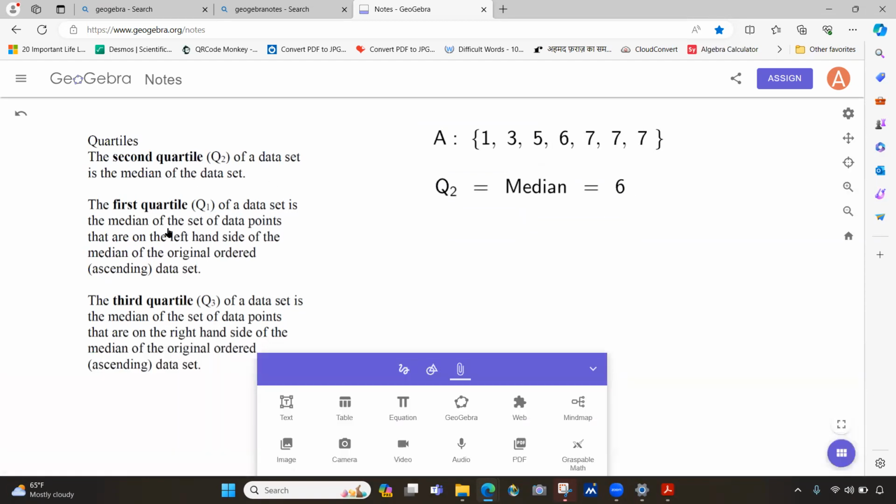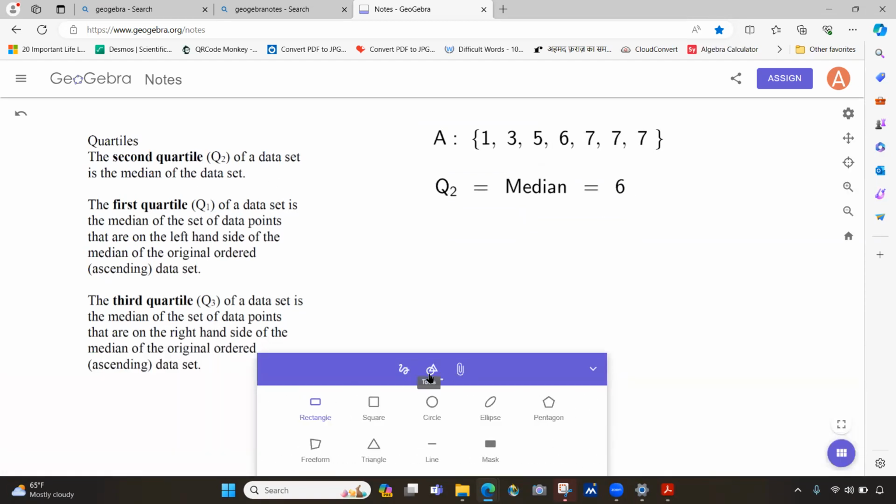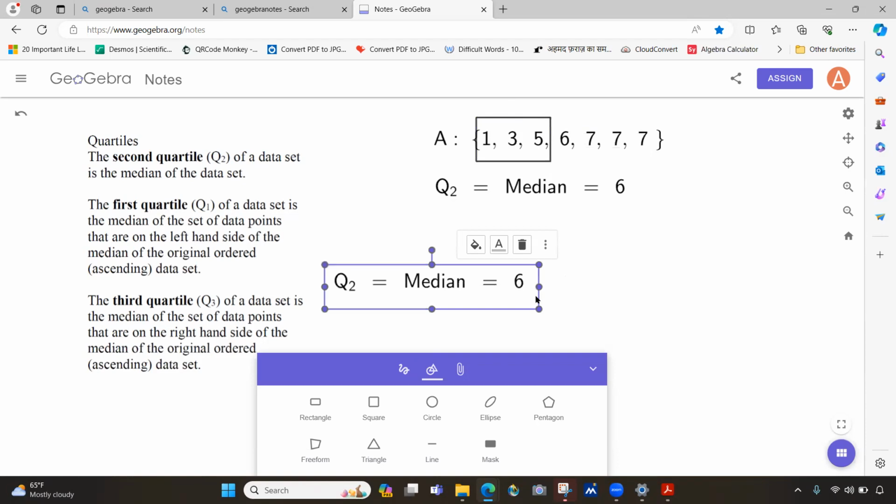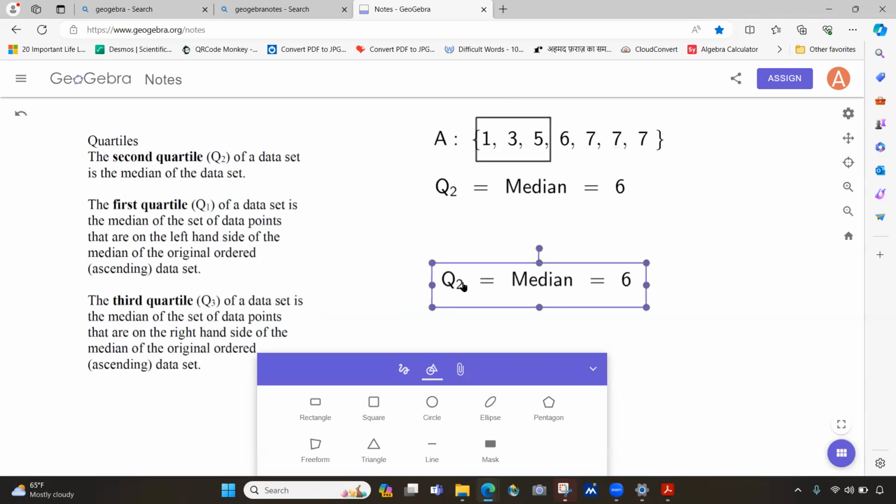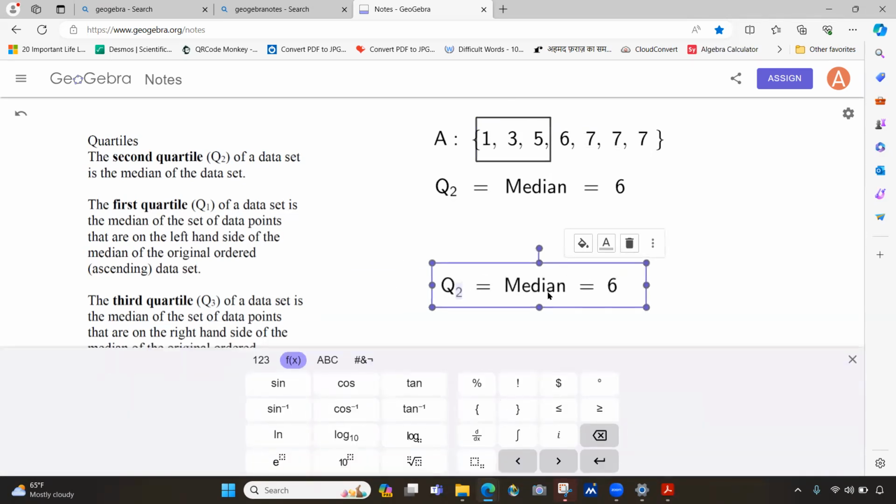Now, to find Q1, it's the 25% mark. All you do is look at everything on the left of 6. You don't take 6 into account. Everything on the left of the median, and find the median of these three numbers again. Okay? And that's going to be my Q1.